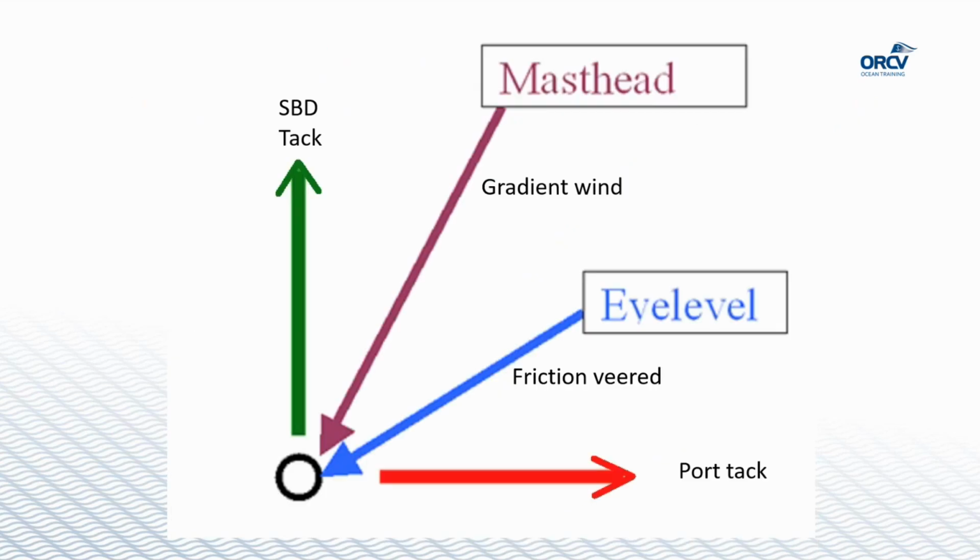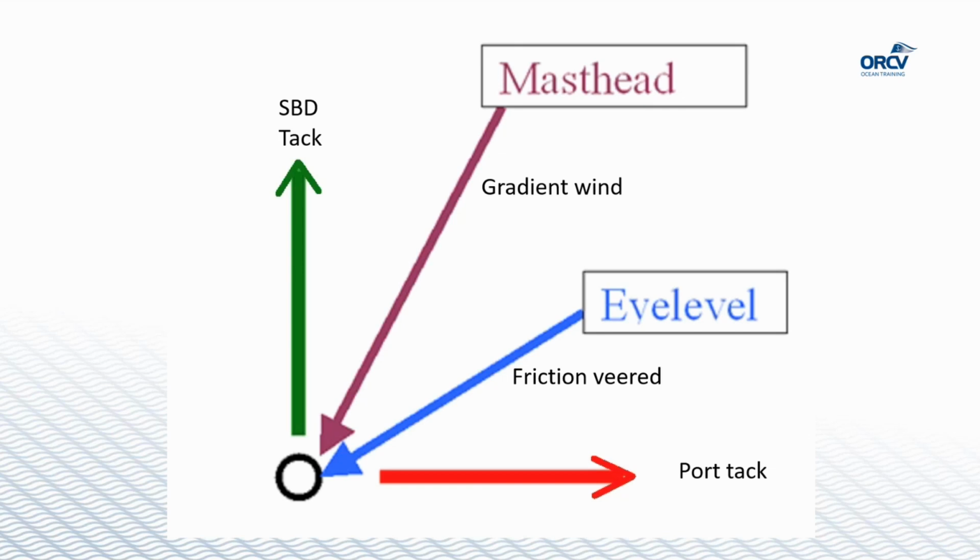And here's a diagram. We're looking vertically down from the mast head. The gradient wind is shown in the dark burgundy colour. Starboard tack is green and is your direction of travel. The blue colour is the veered wind at your eye level, and the red arrow is your direction on port tack. So what's actually happening?